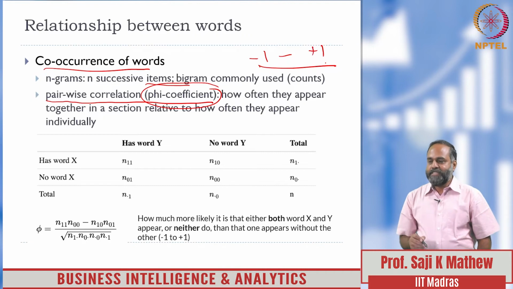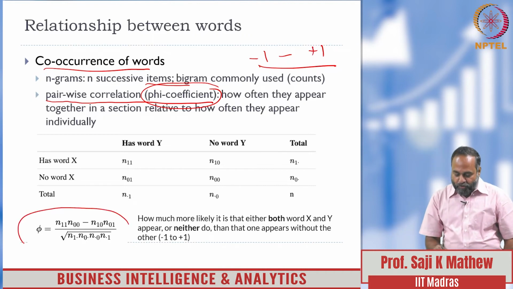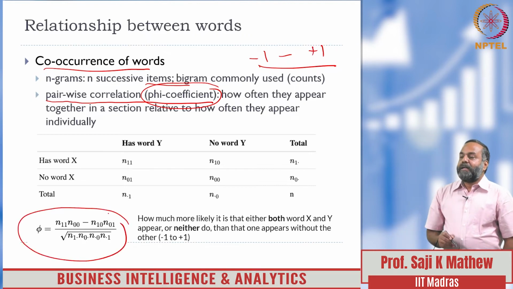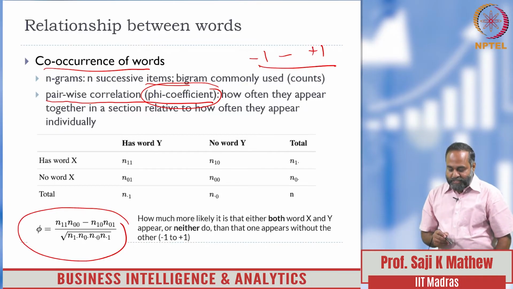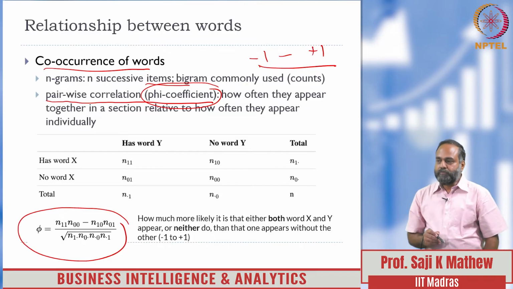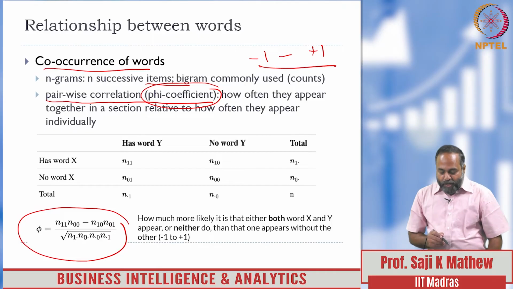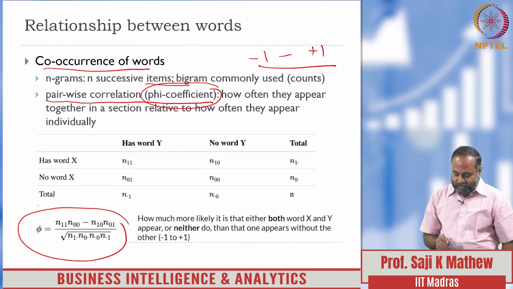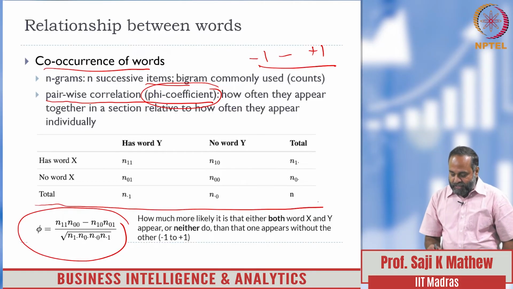Okay. Range is the same. The formula for calculating phi coefficient is given here, and the way to understand these terms is explained in the table.